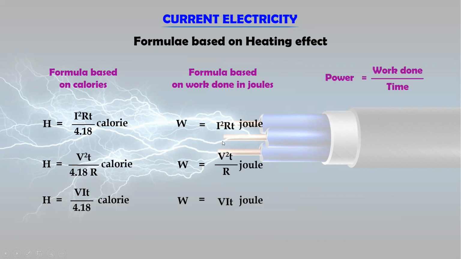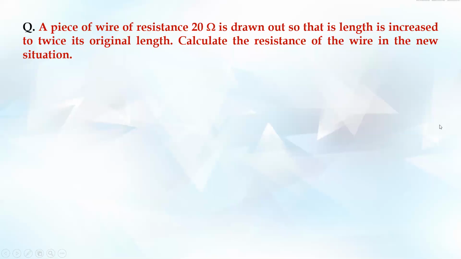That means if I divide the work done formula by time, I'll get power. Simply what I'll do is I'll remove T here, right? T is in the denominator and T is in the numerator, it gets cancelled. So we have I square R, T T cancels. Similarly, we have V square upon R. Similarly, we have VI over here. That is watt. So we have calories, joules, and power in terms of watt, that is W A T T. These are the formulas from current electricity.